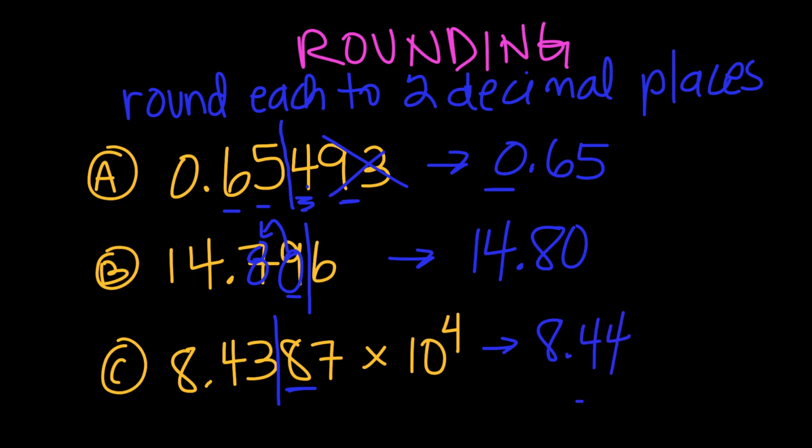3 rounded up is another 4. And then don't forget to tack on the times 10 to the 4th, right? Because 8.44 is very different than 8.44 times 10 to the 4th.